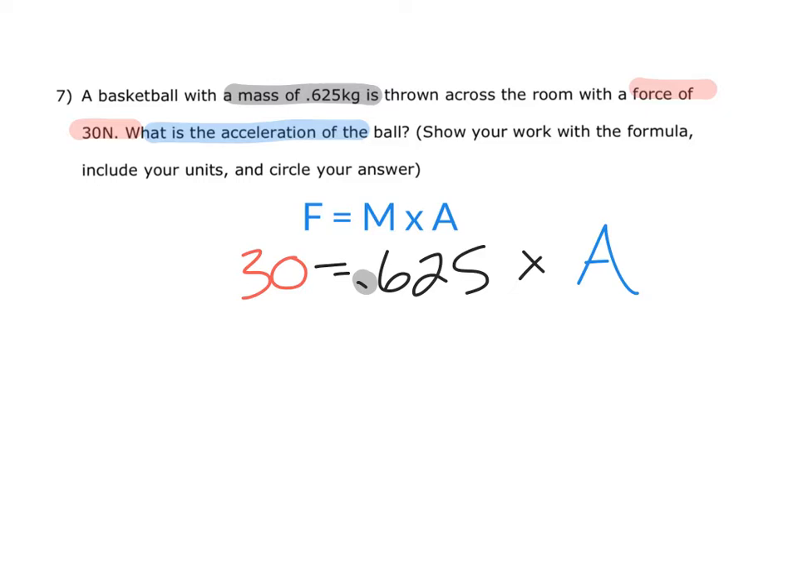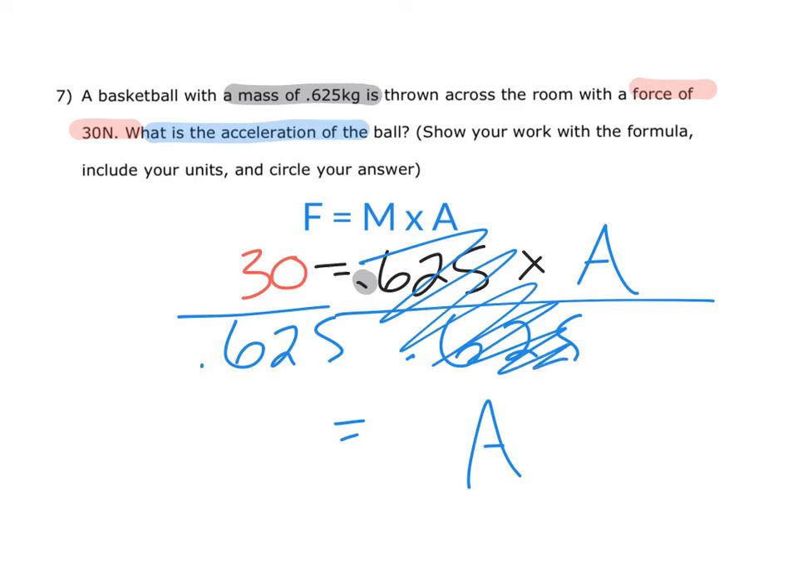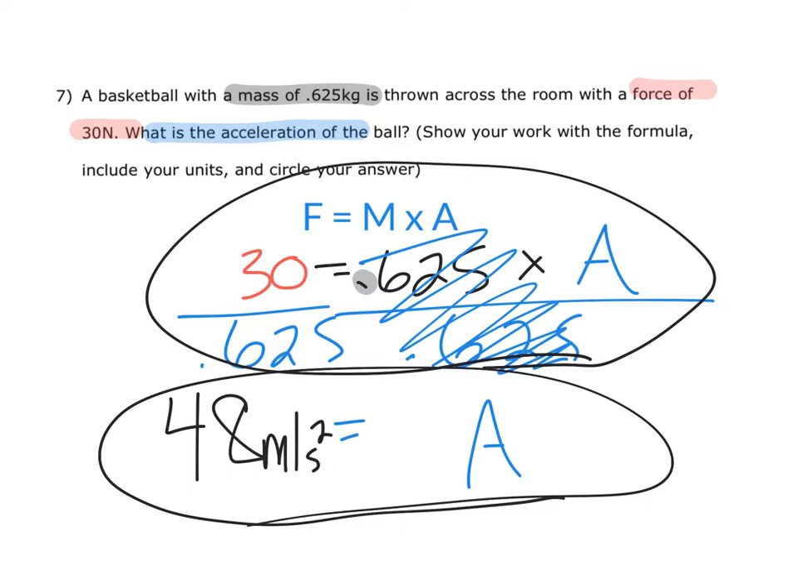So here's your problem. You just had to solve for A. In order to get A by itself, you divide both sides by 0.625, and once you do that, 30 divided by 0.625 is 48. Now, not only do you need to show your work with the formula like I have here, but I also asked you to put your units. Acceleration is meters per second squared. So the answer for this one is 48 meters per second squared.